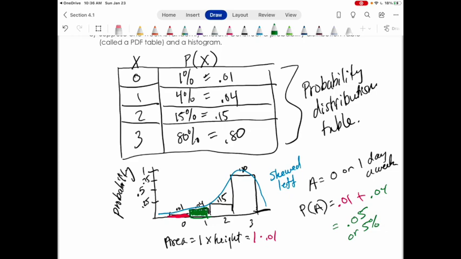So this is what a discrete probability looks like. Remember, a discrete random variable is a variable that can be counted, like the number of books.